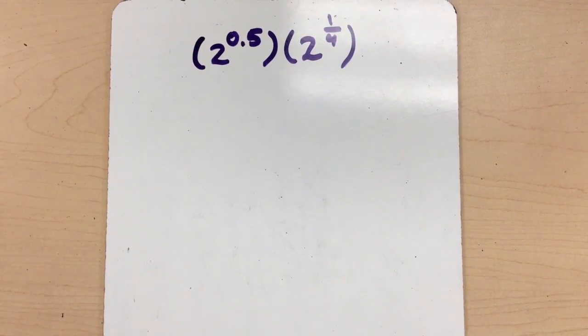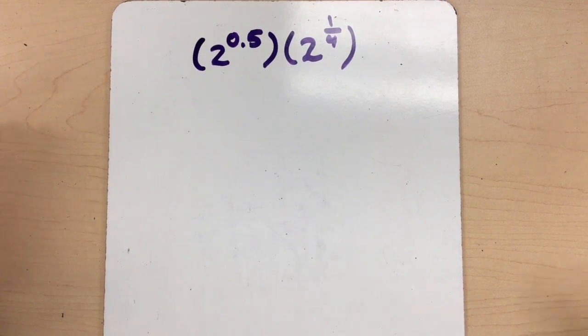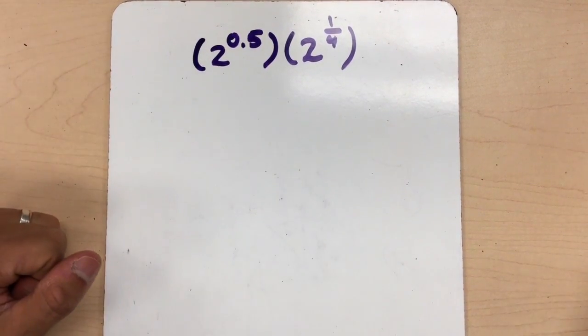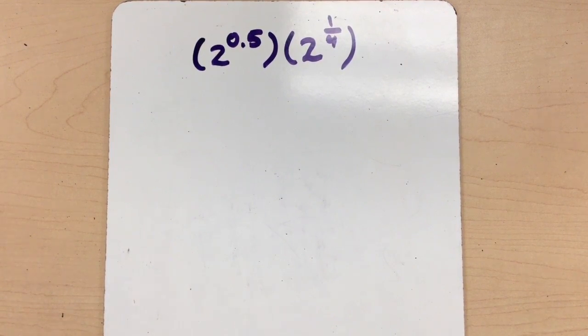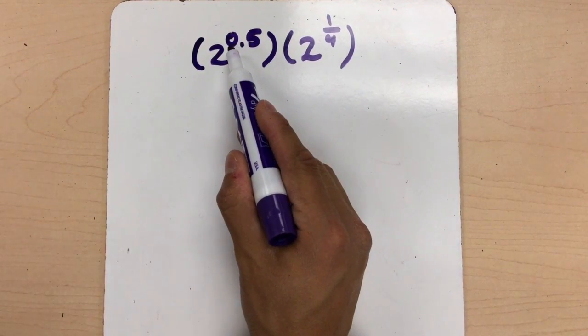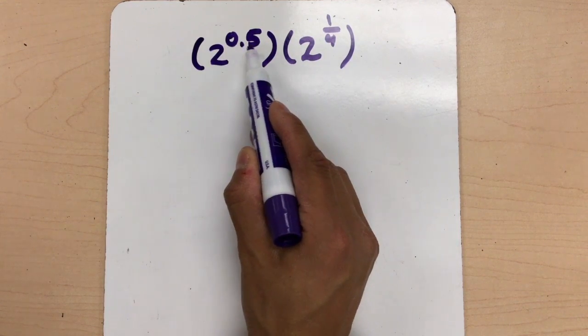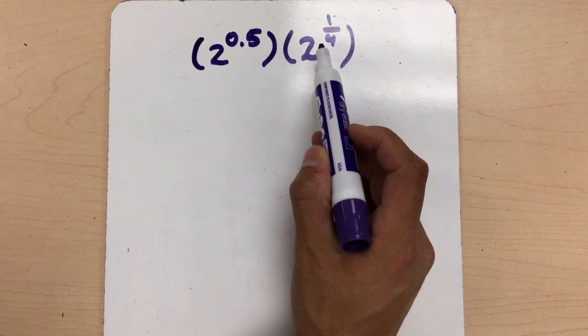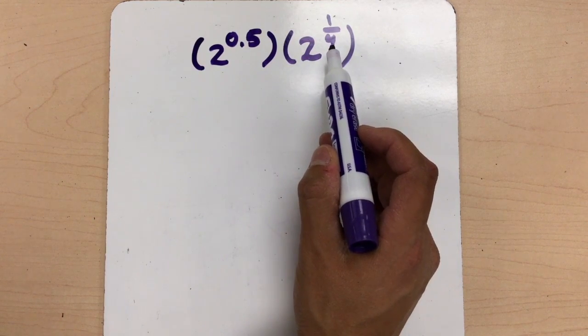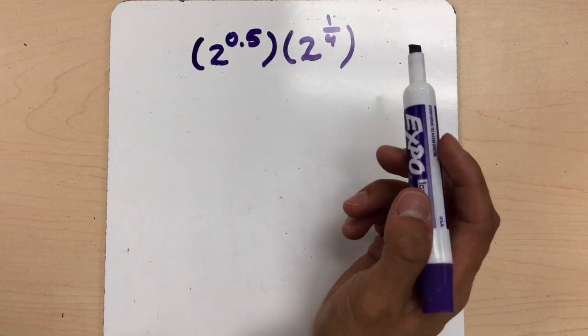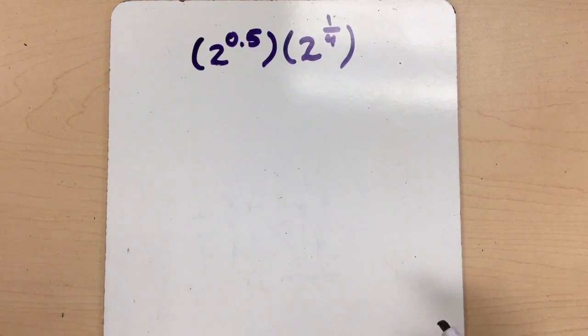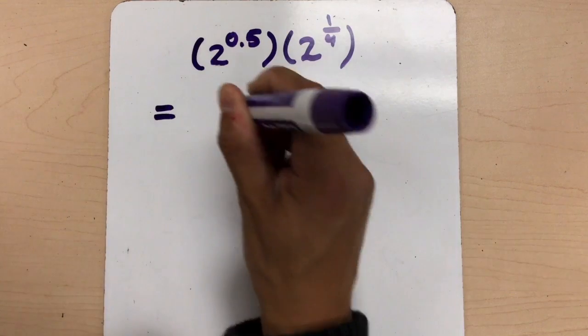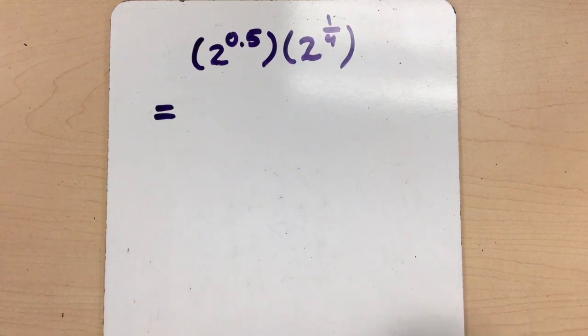The first example is 2 to the power of 0.5 times 2 to the power of 1/4. Now, one of my exponents is being expressed as a decimal, whereas my other exponent is being expressed as a fraction. Notice how the base is the same, which means that we can use our exponent laws. The exponent law that we want to use here is, sorry, not power of a product, my product of powers. So this is the first one we looked at, product of powers.